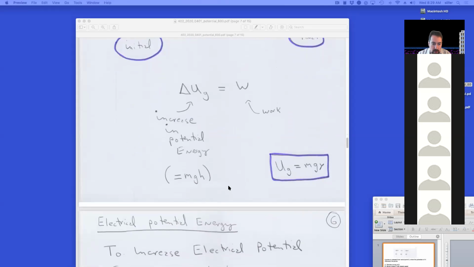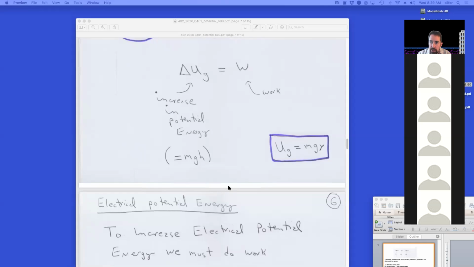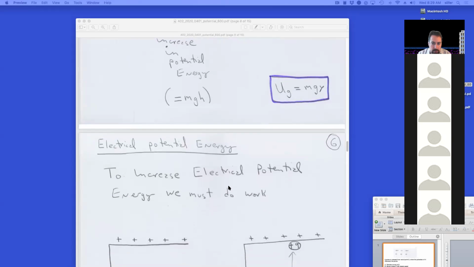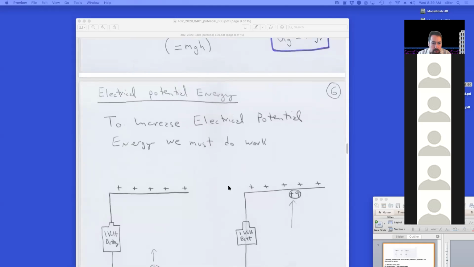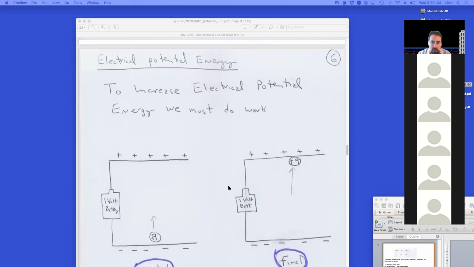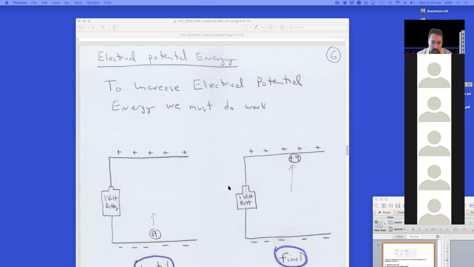And the same thing is going to happen with electrical potential energy. What I want to do is base an analogy here with that idea of, oops, I'm going out of focus here, I have a mass and I raise it up to the top of the building and I do work on it, and it increases its gravitational potential energy.